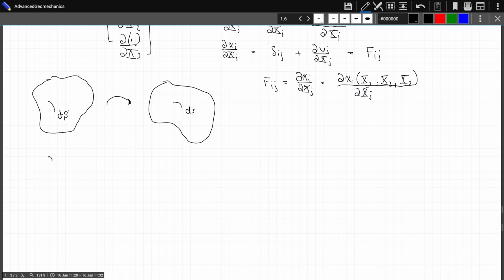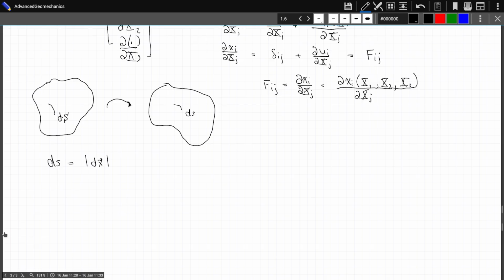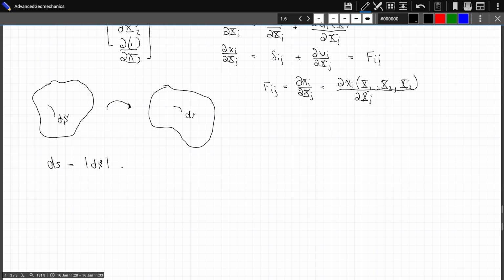So what we're going to do is look at what is ds. And I'm talking about little s here, is equal to the magnitude of the vector dx, right? What is the magnitude of a vector? Well, the magnitude of a vector is the square root of the sum of the squares of the components. Everybody agree with that?